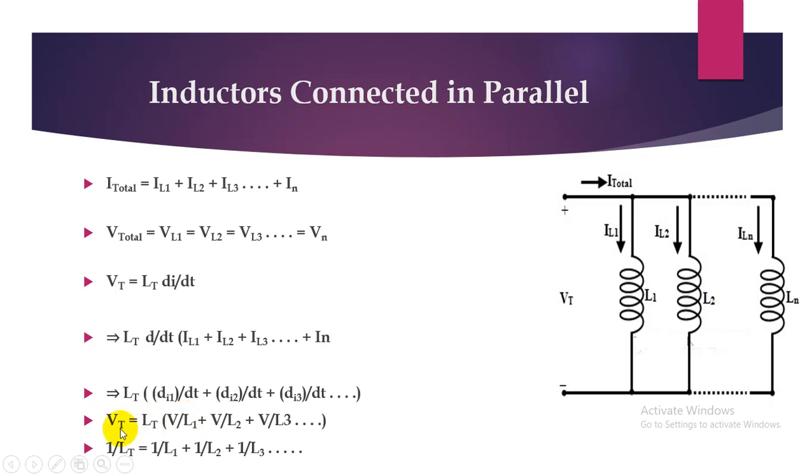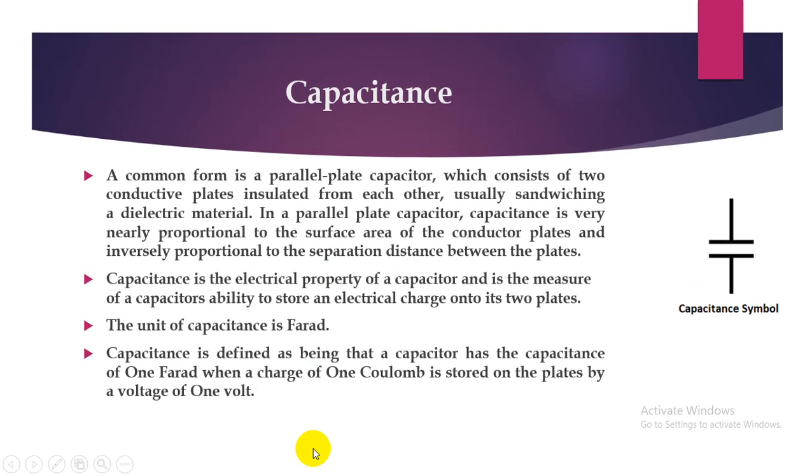Replacing this Vt by Lt, it is equal to V upon L1 plus V upon L2 plus V upon L3 and so on. Then when we write only the inductances, 1 upon L total is equal to 1 upon L1 plus 1 upon L2 plus 1 upon L3 and so on. Like this we will get the effective inductance values.